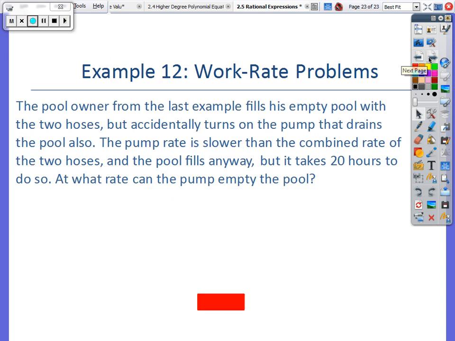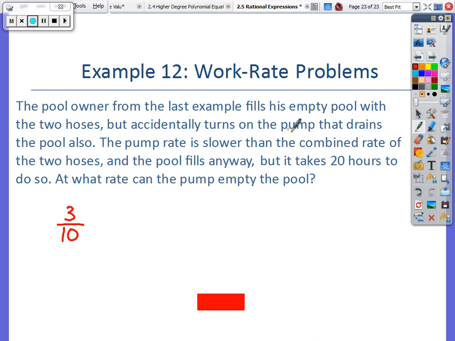Okay. Moving on to another problem. The same pool owner, from the last example, fills this empty pool with the 2 hoses. And so we already know that rate, wasn't it? It was 3 over 10 was the rate. 10 over 3 was the time. But 3 over 10 was the rate of the 2 hoses, so 1/5 plus 1/10.